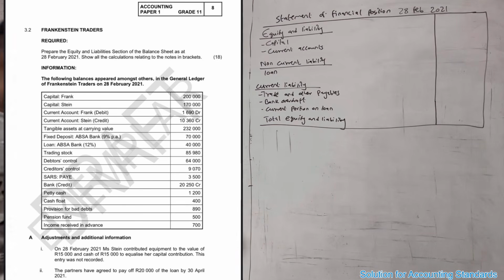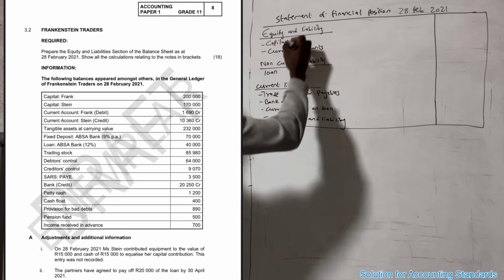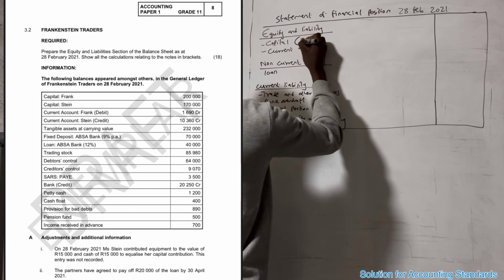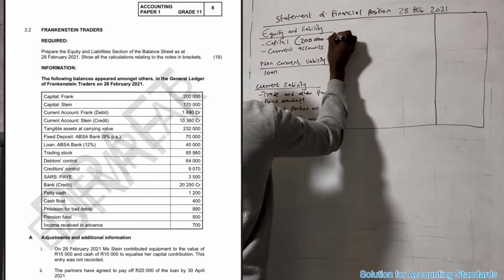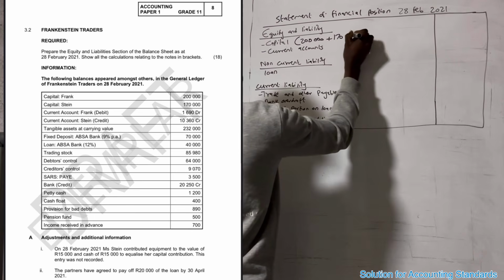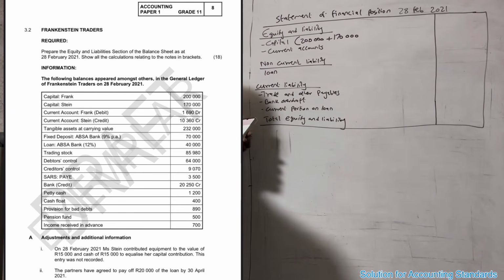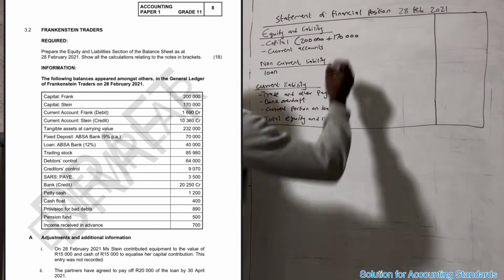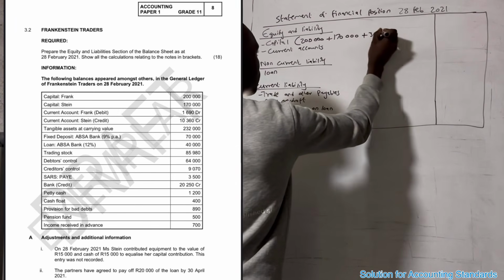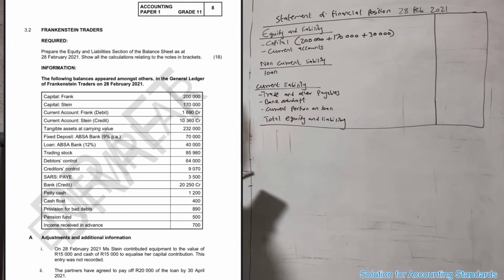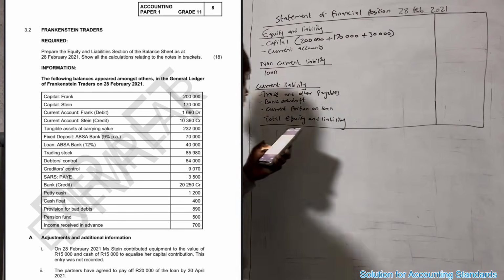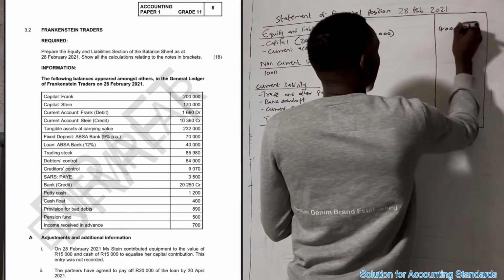Okay, now let's check. What do we start with? We start with capital, because that's the first one. Very simple, guys. We just take the capital for both partners and combine them: 200,000 plus 170,000, and remember there is an addition of capital of 30,000 under information number 1. 15,000 plus 15,000 gives you 30,000, and you add. After that you add them together, and they will give you 400,000.